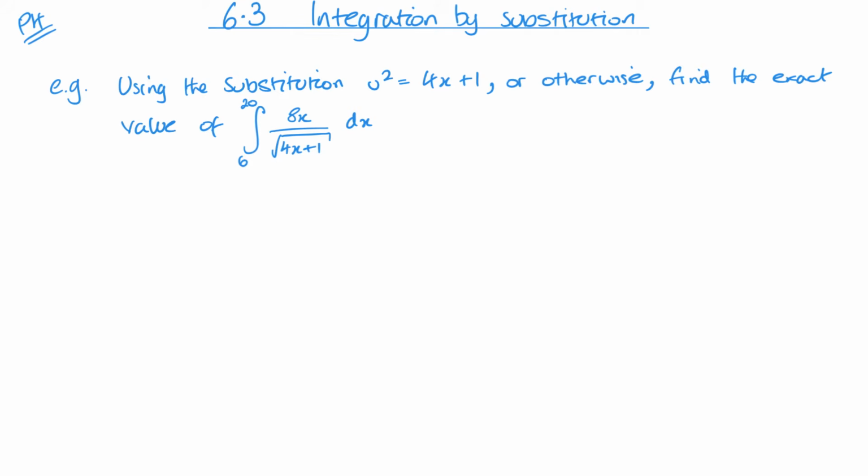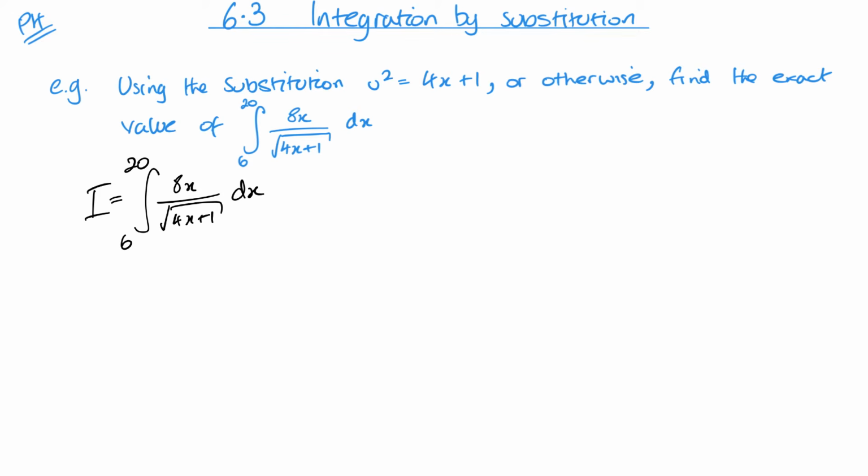Using the substitution u squared equals 4x plus 1, it does say "or otherwise". So it does mean I can do it another way, which I can, but this is probably going to be the easiest way. Find the exact value of this. So let's start with just letting I equal my integration. That's what I like to do, I for integration, and let's put this one down. It just means that as I start to change this around, I can still just use that I equals.